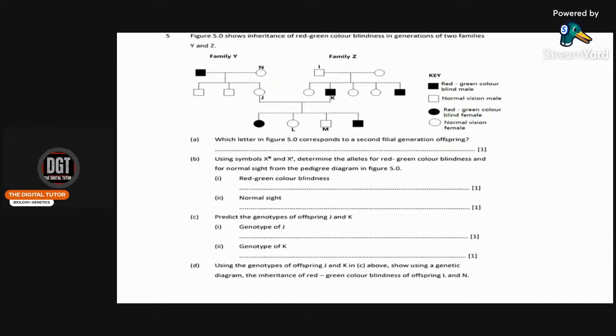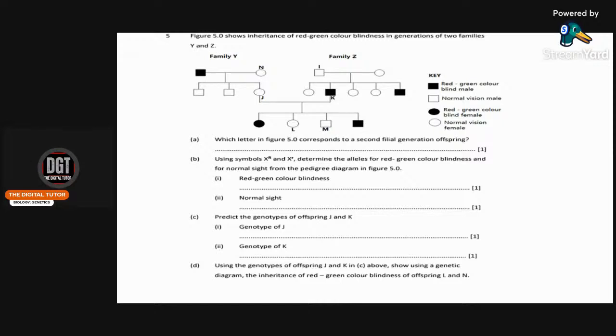So this question that we are answering now is figure 5.0. Figure 5.0 shows the inheritance of red-green color blindness in generation of two families. So now, which are the families that we have? We have family Z and family Y.